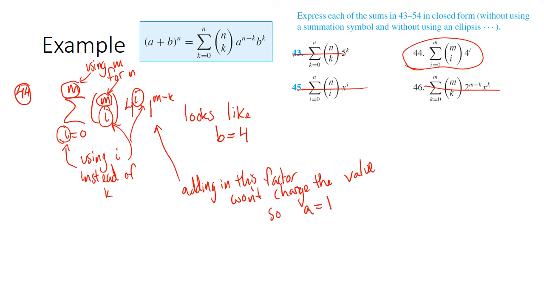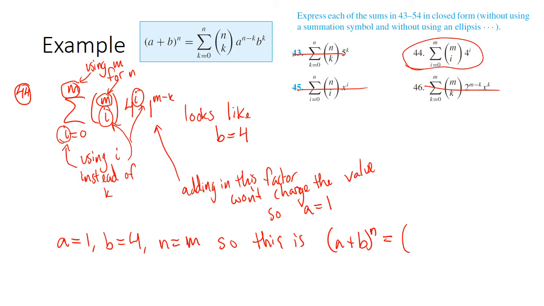Okay, and then so what all this means is now I know what a, b, and n are. So a is 1, b is 4, and then n is m. So this is a plus b to the n, which is going from the right-hand side of the equation to the left-hand side of the equation. So this is going to be 1 plus 4 to the m, or in other words, 5 to the m. So that is that. So hopefully you got the idea there. Let's do another one if you didn't quite get it.